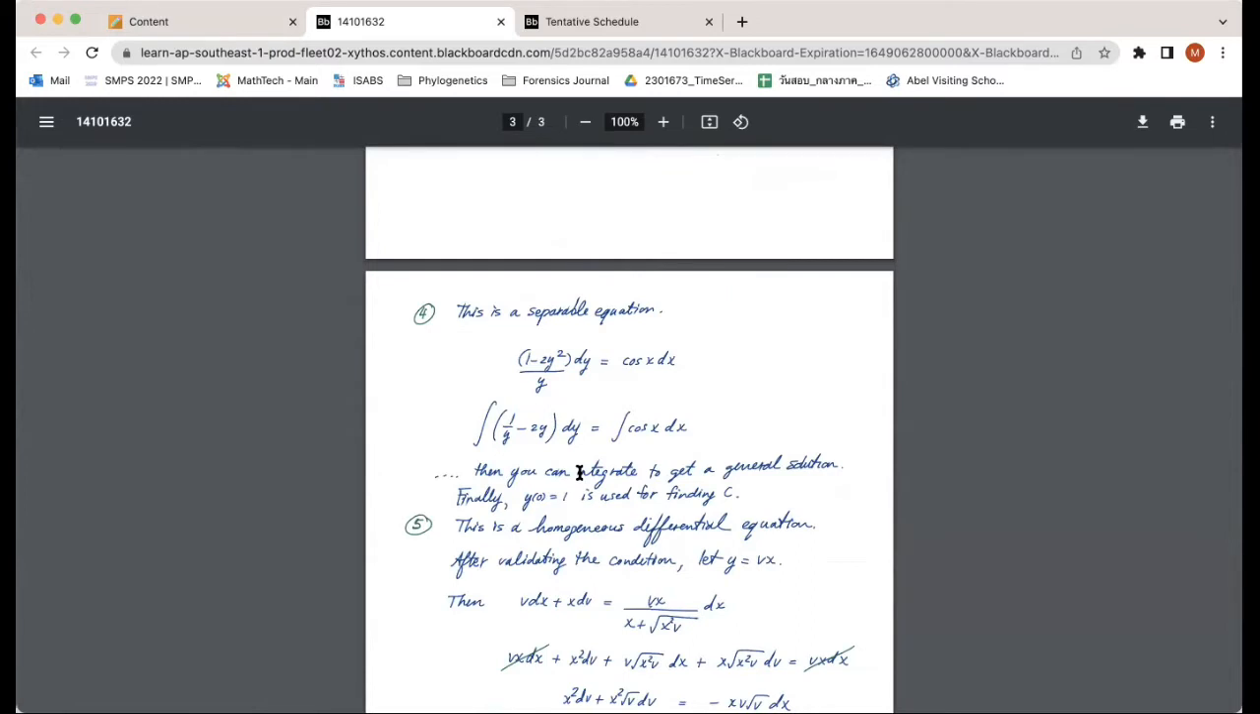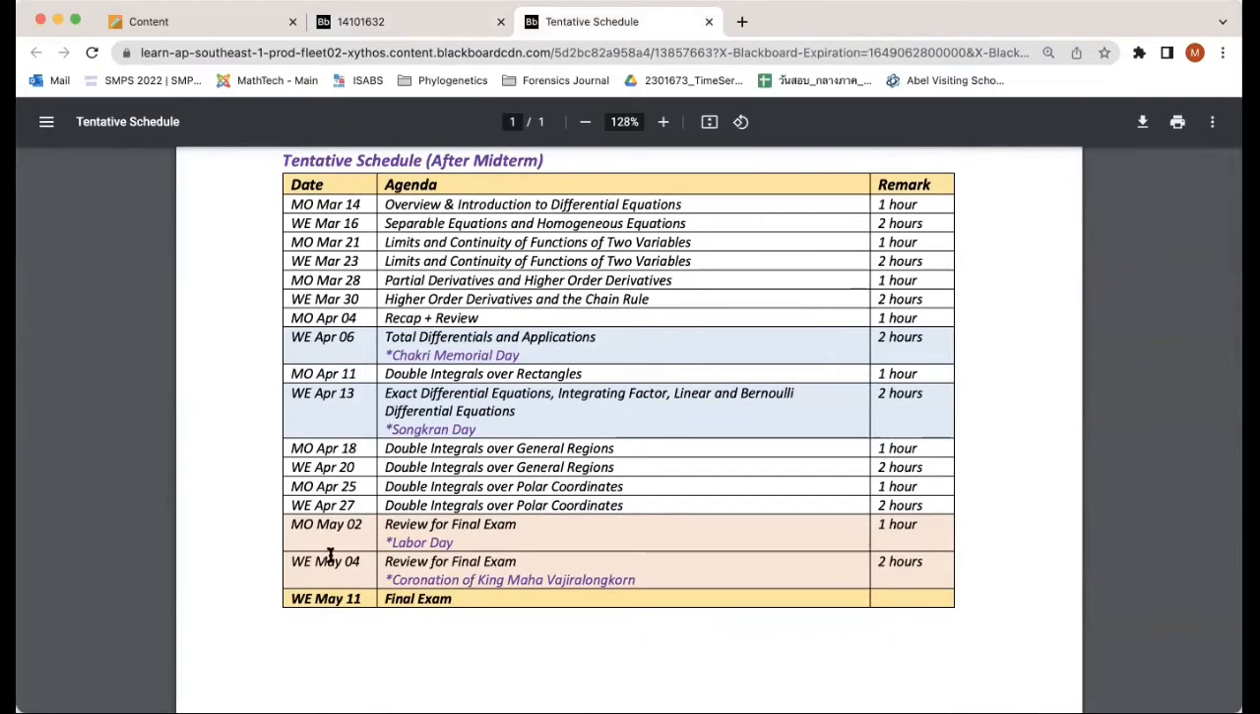We can make a schedule, make an appointment, and then I can help you on the point where you have a problem. If you want me to show the whole, entire solution, keep that question and ask me in the review week, because we also have the review week in the last week here, on May 2nd and May 4th. So this week we're going to go over all practice problems. We're going to keep doing problems so everyone gets ready for the final exam.